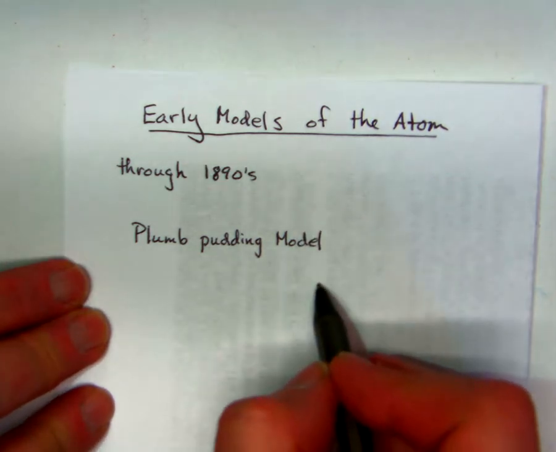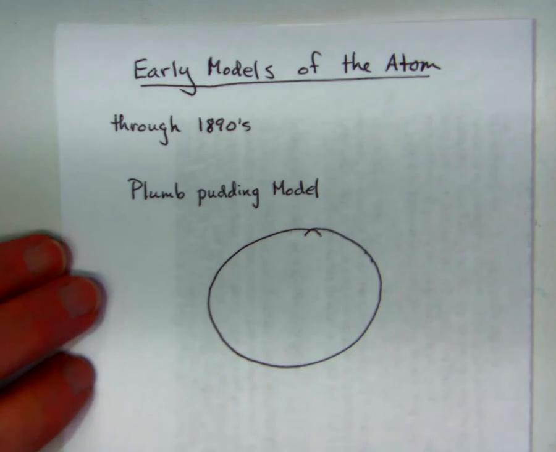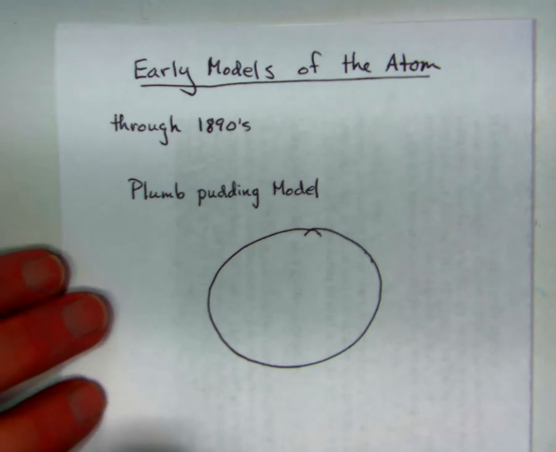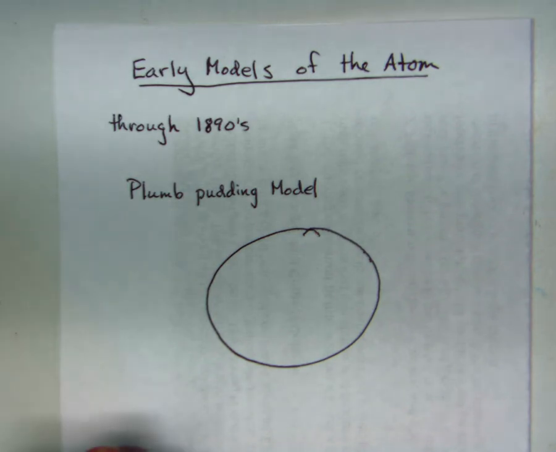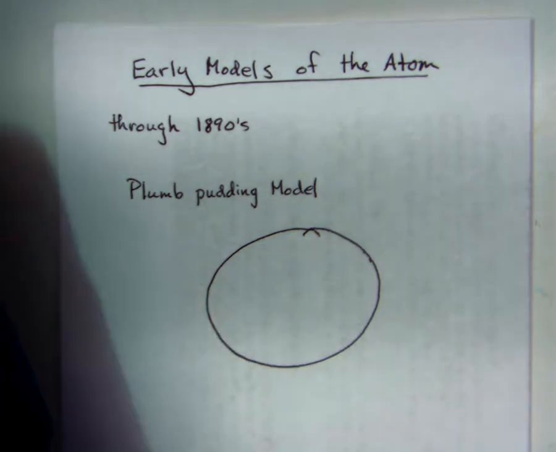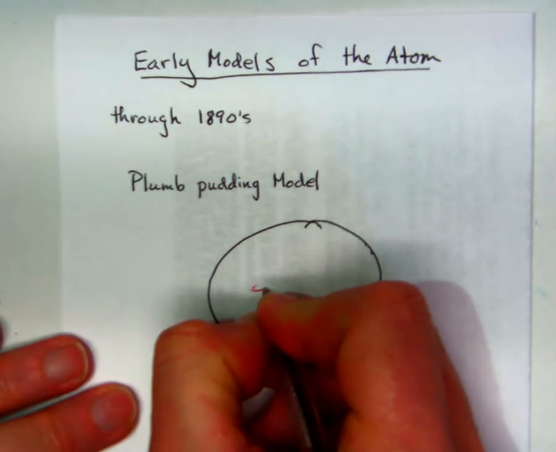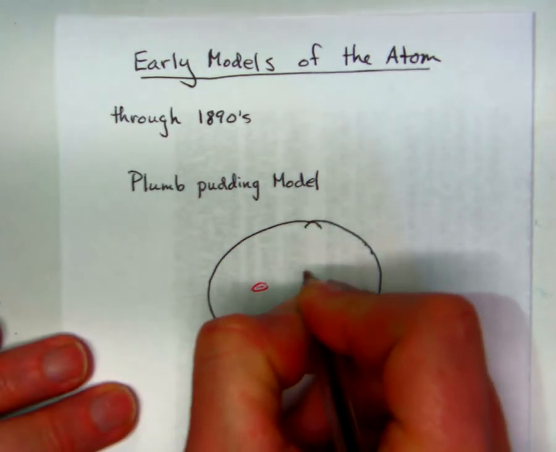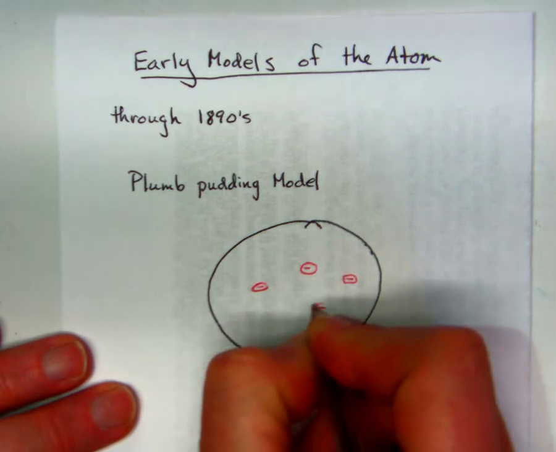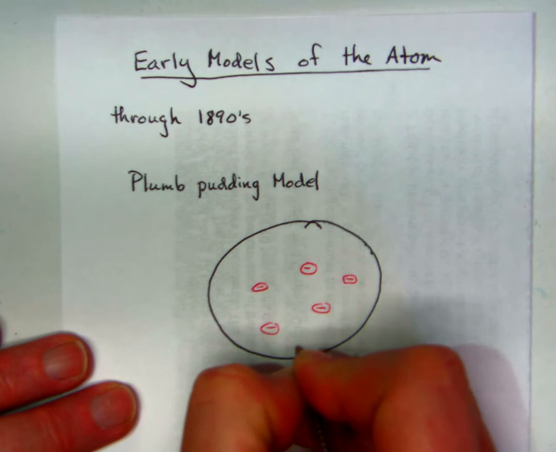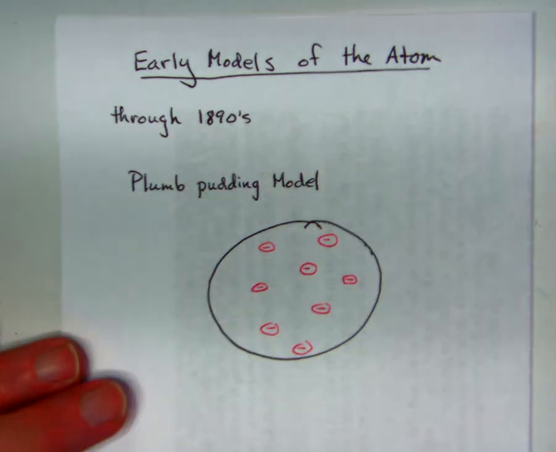Basically, what this model said is we had kind of a sphere of positively charged material, and it had some tiny negatively charged electrons in it. So most of this is positively charged, but inside it we've got little bitty things, little bitty electrons that are in there.